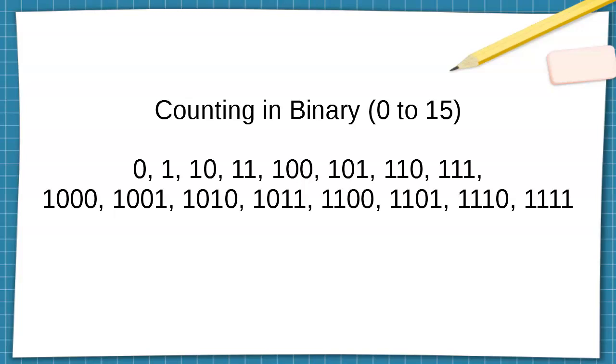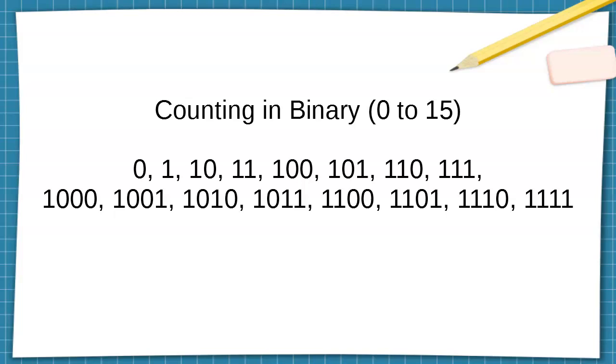You can see that the number 15 is made up of four ones, 1, 1, 1, 1, which is really each one has a different placeholder value. The one in the farthest right has a value of one. The second one is twice as big. The next one's twice as big. And the last one, or the one to the left, is twice as big as the one beside it.